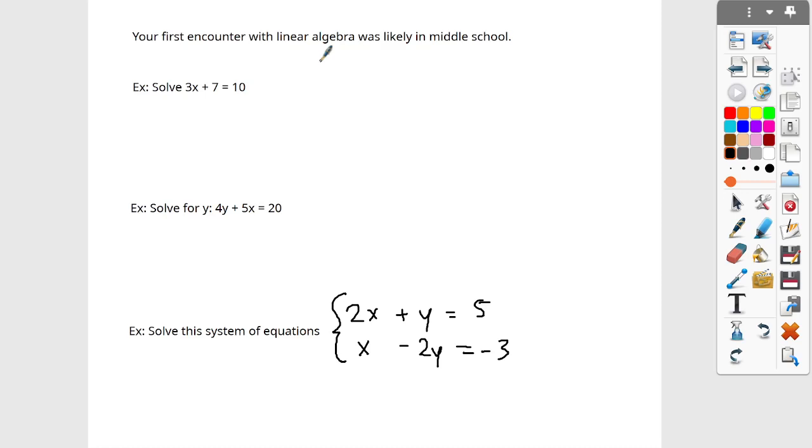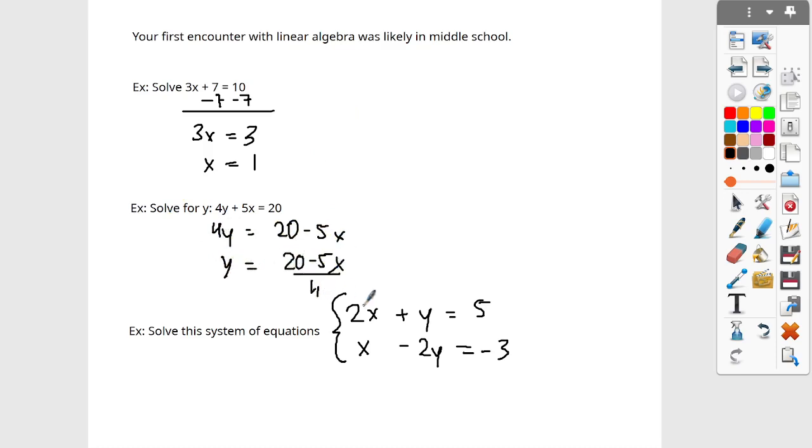For example, solve 3x plus 7 equals 10. Now, if you subtract 7 from both sides, then you'll get 3x is 3, and then x is 1, right? Boom, you just finished your first question in linear algebra, in the official linear algebra course. Of course, you've already done these probably a lot. Solve for y. 4y equals 20 minus 5x. Y equals 20 minus 5x over 4. Boom. You solved your second question in linear algebra.